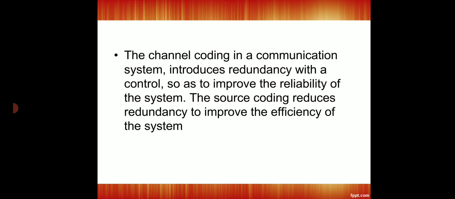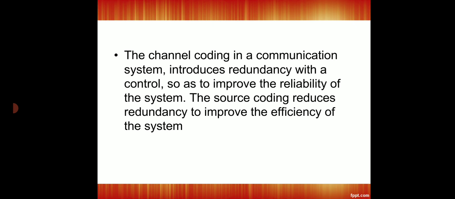In the communication system, channel coding introduces redundancy in a controlled way, so that the reliability and efficiency will be improved, while source coding reduces the redundancy to improve the efficiency of the system. The noise present in the channel creates unwanted errors between the input and output sequences. So the error probability must be very low, nearly less than or equal to 10 power minus 6, for reliable communication.